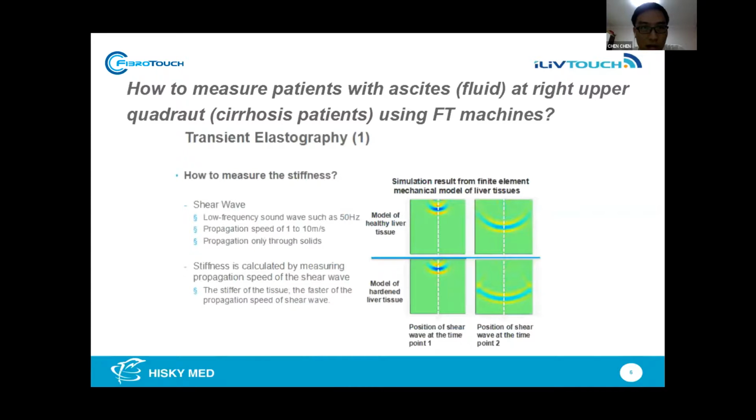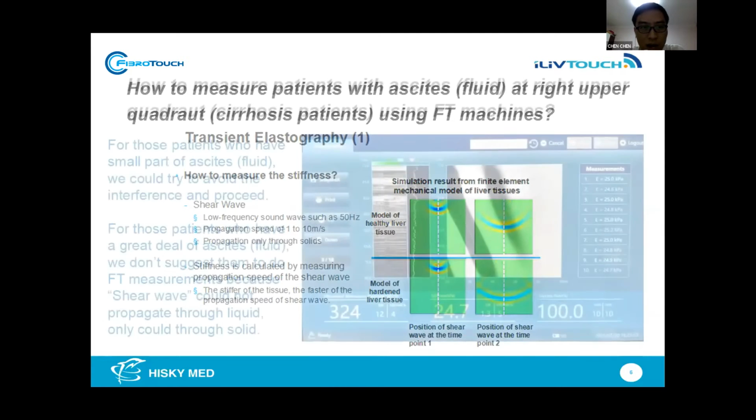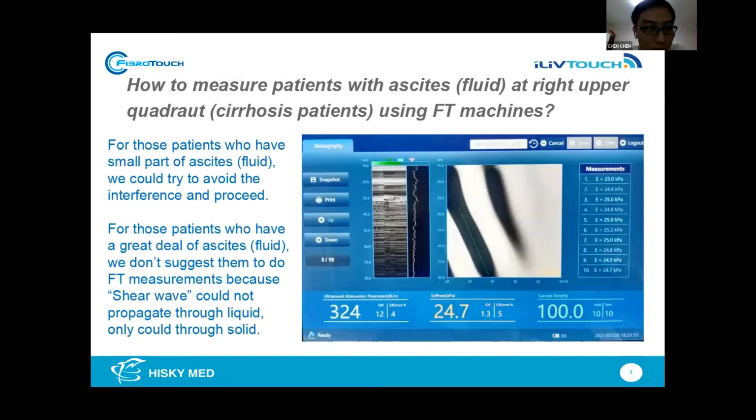So as I just said, when we measure patients with ascites, we need to avoid those fluids, because the shear wave has the feature that it could only propagate through the solid. It can't go through the liquid. So that's why we have to avoid that part, and that is a shear wave, and that is FT technology.